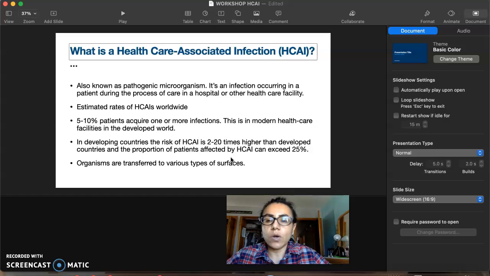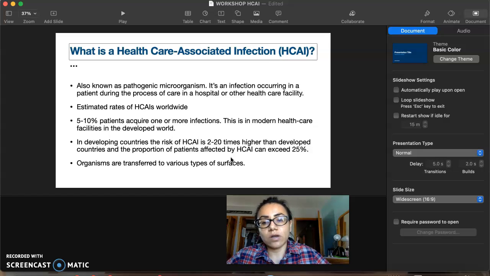So, rates or estimated rates of infections are worldwide. 5 to 10% of patients acquire one or more infections. This is in modern health care facilities in the developed world. But now, in developing countries, the risk of infection is 2 to 20 times higher than in developed countries, and the proportion of patients affected by these infections can exceed 25%.